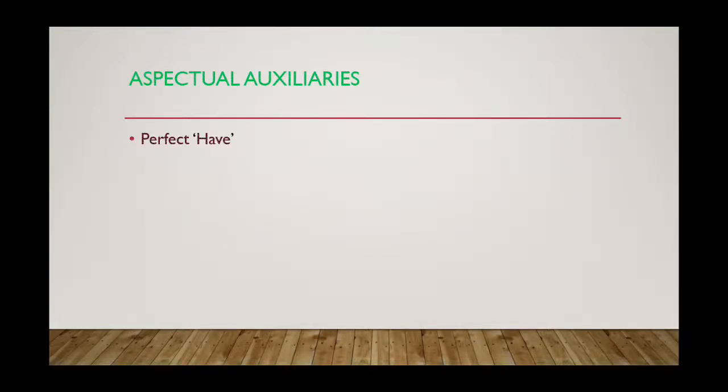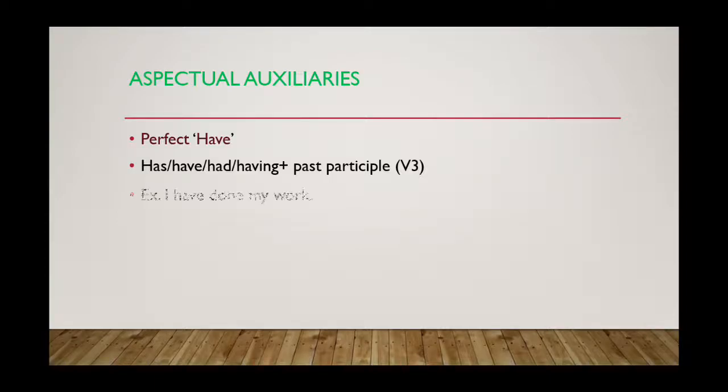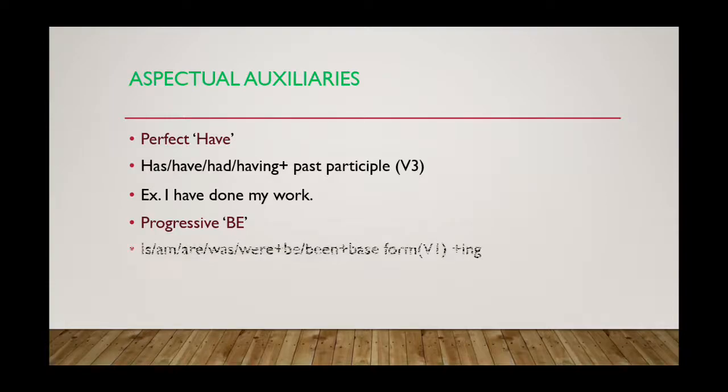Next category is aspectual auxiliaries. We have two kinds of aspectual auxiliaries. First is perfect have. It includes has, have, had, having plus past participle, or third form of verb. We use perfect have in present perfect and in past perfect. In past perfect, we have had in this category. For example, I have done my work. Here, have is an aspectual auxiliary plus past participle. It's present perfect tense.